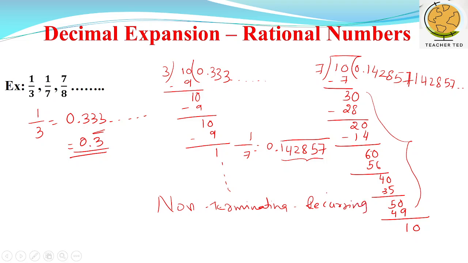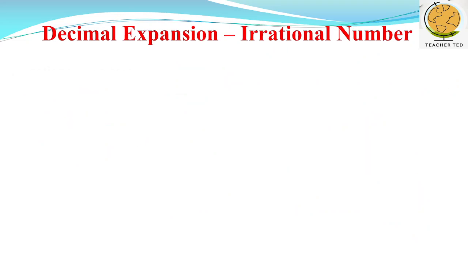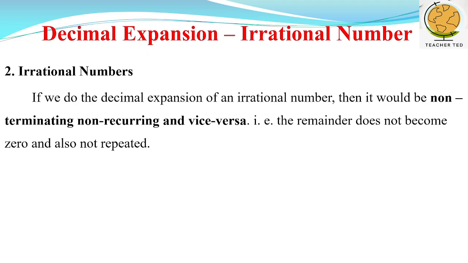So till now we have done rational numbers. For rational number decimal expansion, we get two situations. Either it is terminating or it is non-terminating repeating. Let us go to the second case, that is irrational numbers. In irrational numbers, if you do the decimal expansion, there is only one case, that is non-terminating, non-repeating. So the remainder does not become 0 and the decimal expansion is not repeating.